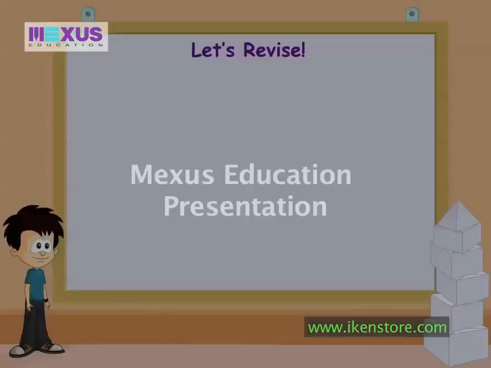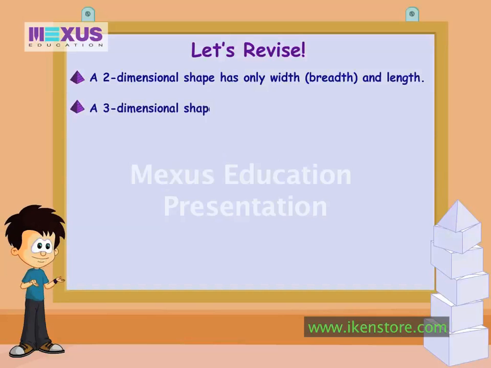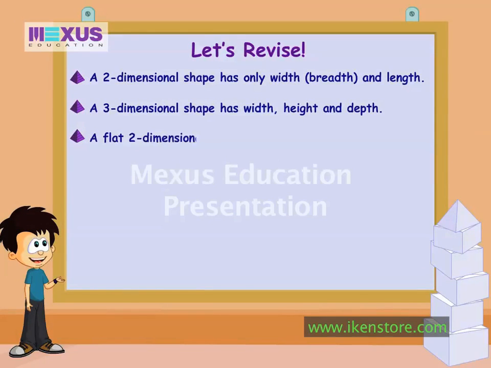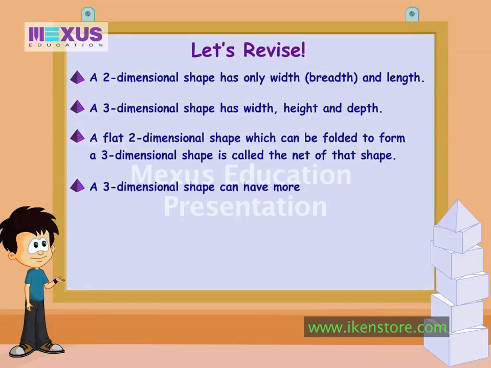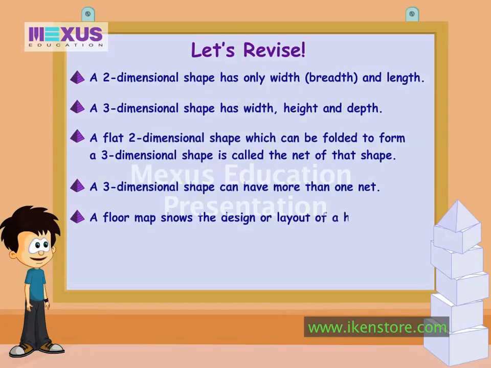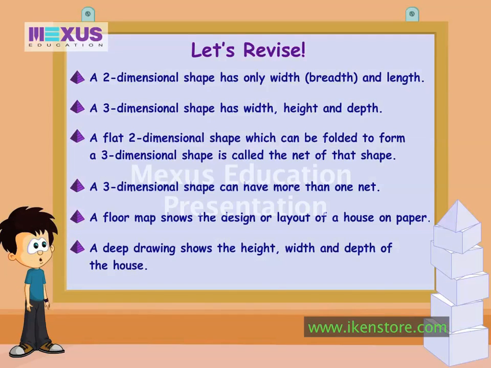Great, let's go then. A two-dimensional shape has only width and length. A three-dimensional shape has width, height, and depth. A flat two-dimensional shape, which can be folded to form a three-dimensional shape, is called the net of that shape. A three-dimensional shape can have more than one net. A floor map shows the design or layout of a house on paper. A deep drawing shows the height, width, and depth of the house.